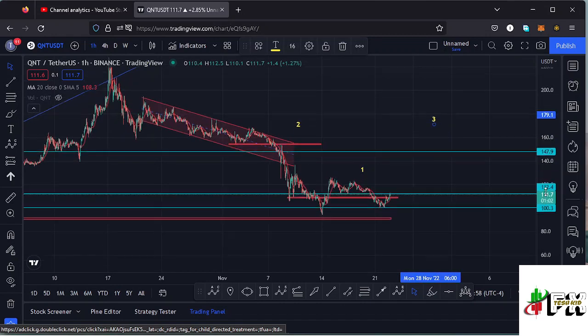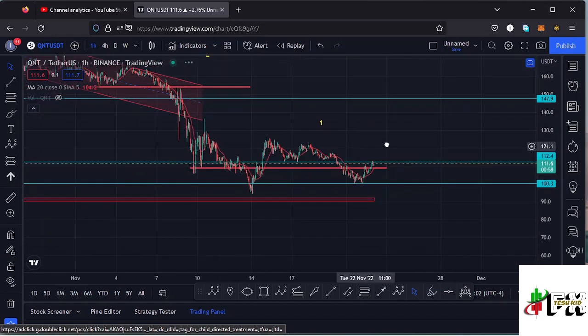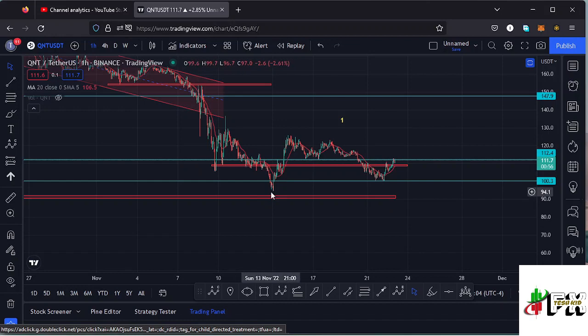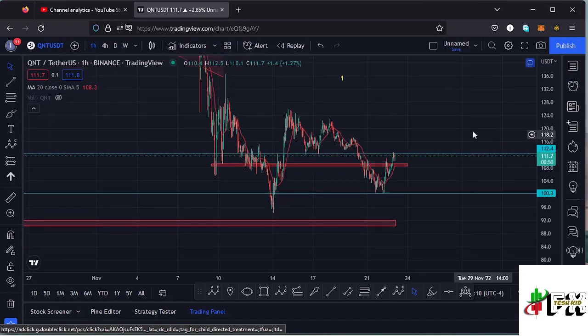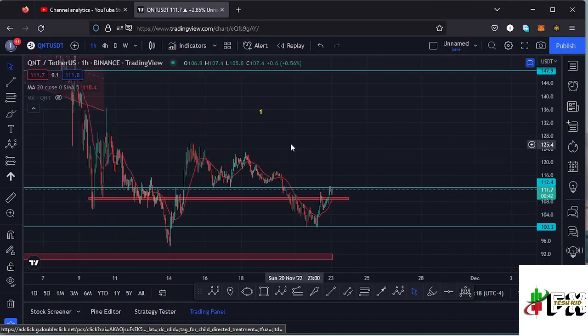Getting into the key scenarios that I expect to play out here on the Quant chart, after making our low in the formation of this higher Elliott wave count 2 at around the $94.4 mark, we have been seeing a very nice bounce to the upper side, which has been obeying the Elliott wave structures. This is what I'm terming as a reversal to the upper side in the formation of that higher Elliott wave count 3 to the upper side.